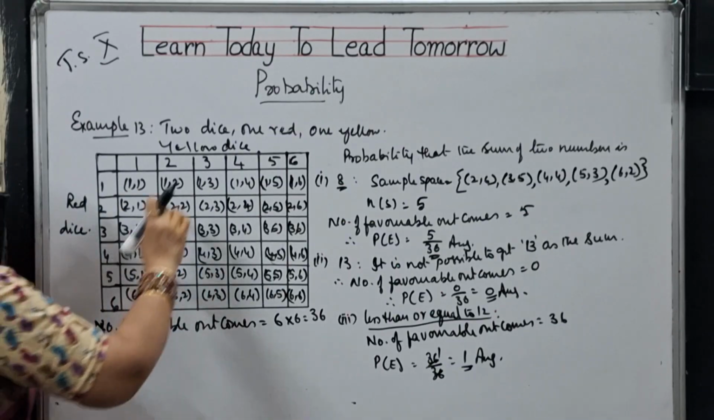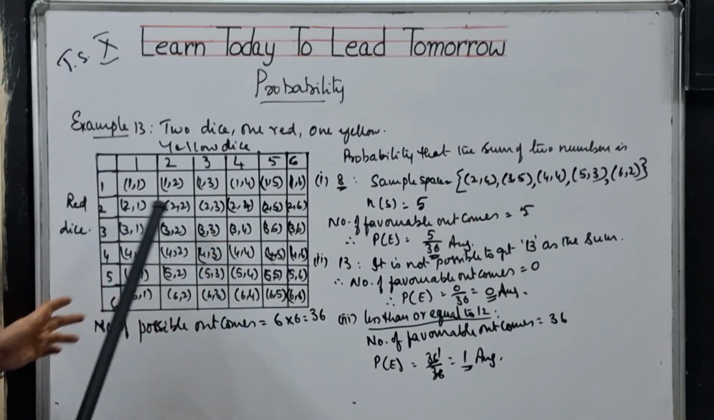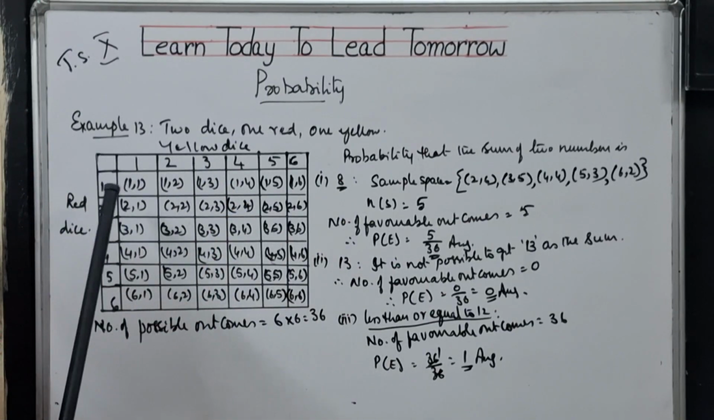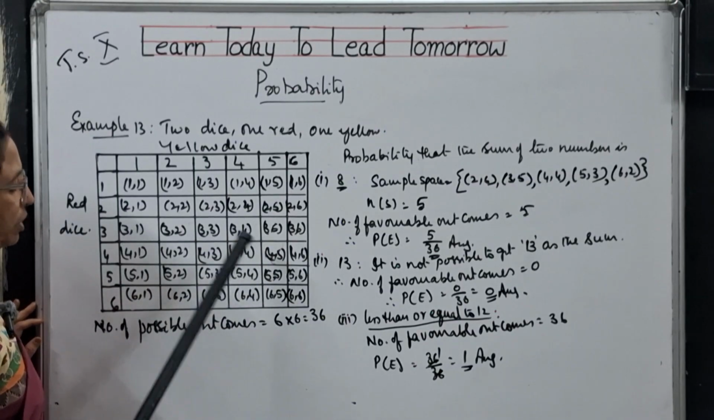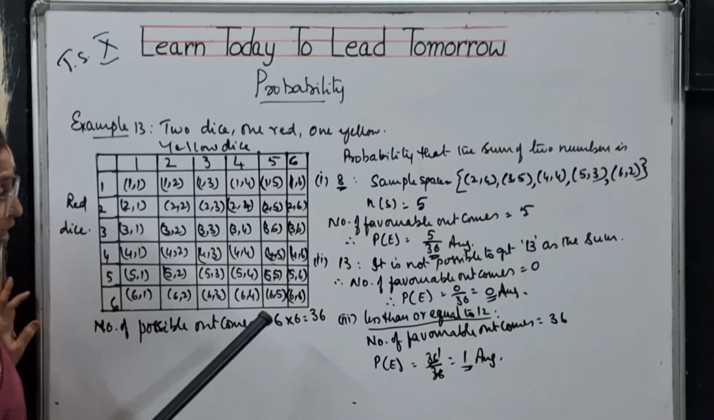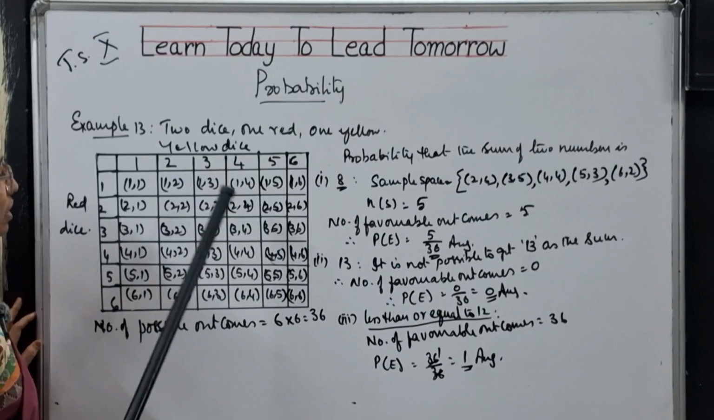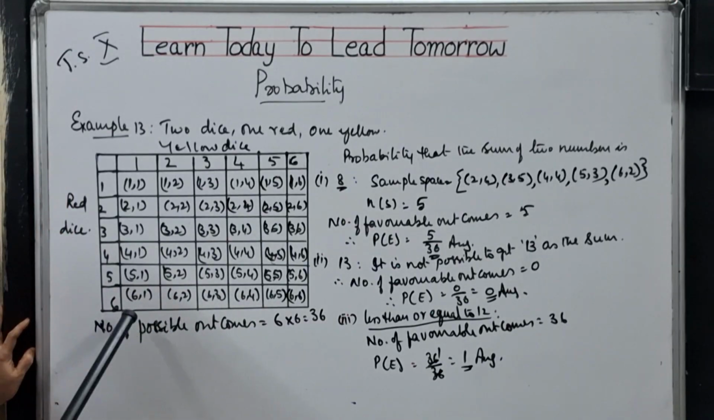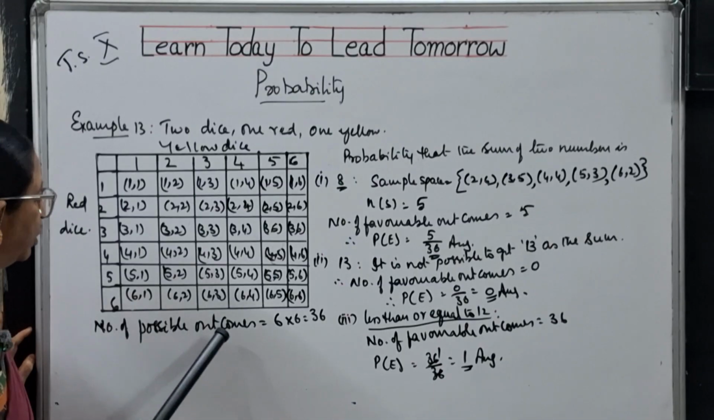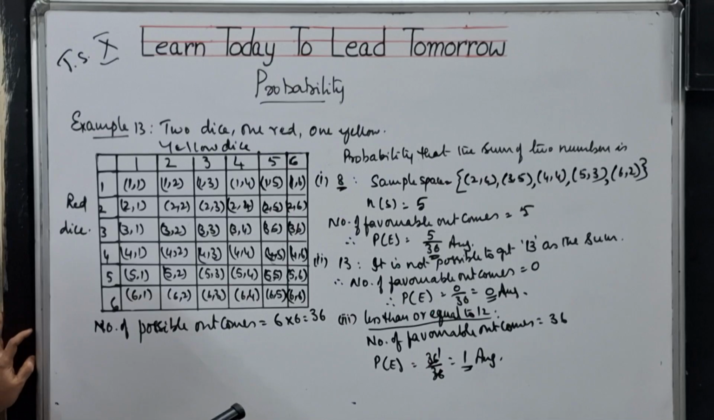So when you write the checkerboard, what are you understanding? See 1 comma 1, 1 comma 2. It is very easy and convenient to write like this, children. Otherwise, just to think and write, to put it in the form of a set, elements of a set is not at all possible. If you write like this, it will be convenient to get all the sample space elements. So 6 into 6, 36 possible outcomes are there.